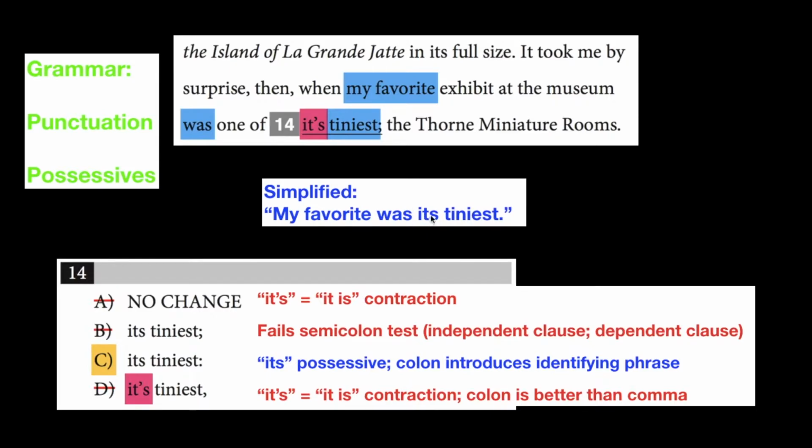I haven't looked at a writing section yet that doesn't include at least one question on the word its and the difference between its and it's with an apostrophe here. This is possessive right here. This is a contraction. You always have to remember that you can split this up to say it is.